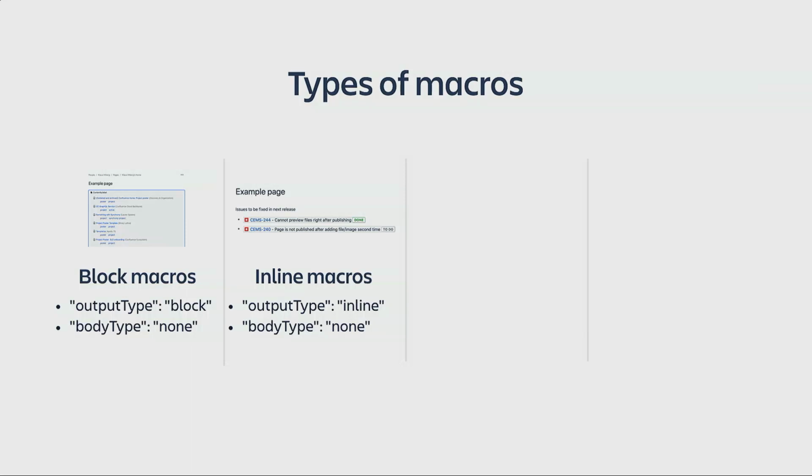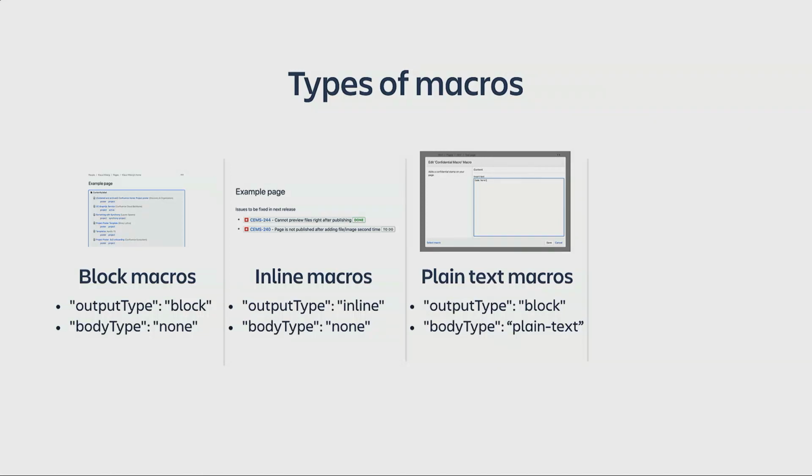Then there's inline macros where the output type is inline. These inline macros are macros that you can put within bullet points or within text and embed them, and they are just a line of text essentially there. Plain text macros are kind of like block macros. This is a new feature that we've added into the new editor where plain text macros appear as block macros in the actual pages, but they do have a plain text body where you can add, for example, code or something that you need to render into the actual block outside of it. But they do have a body that is of type plain text.